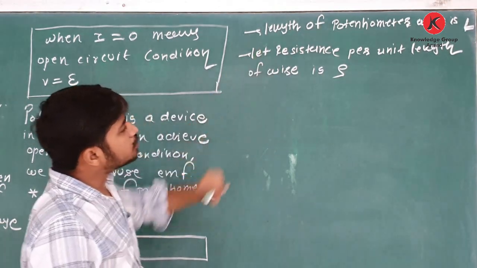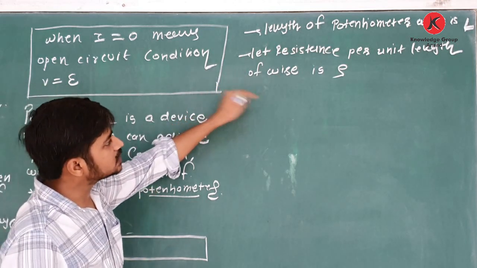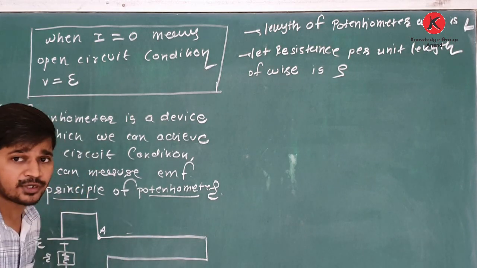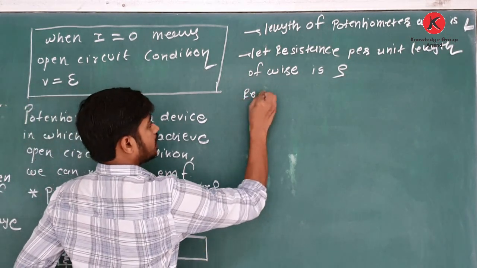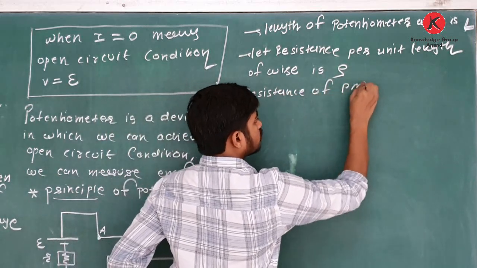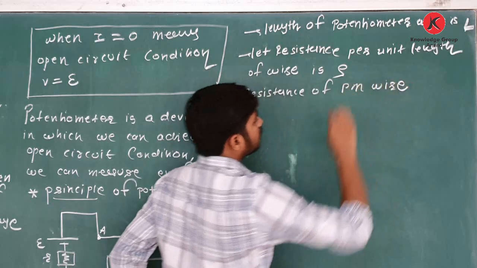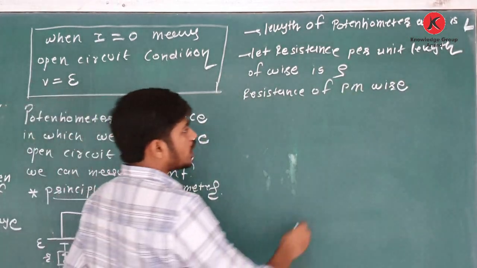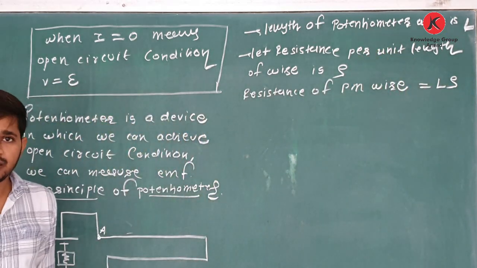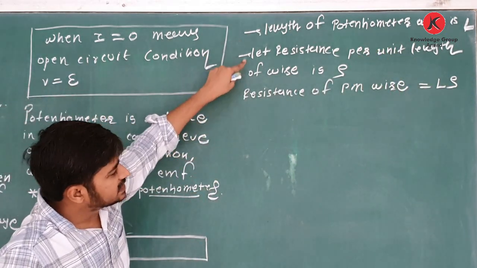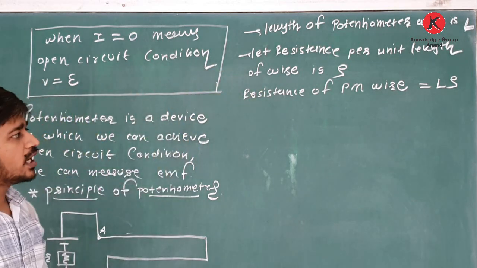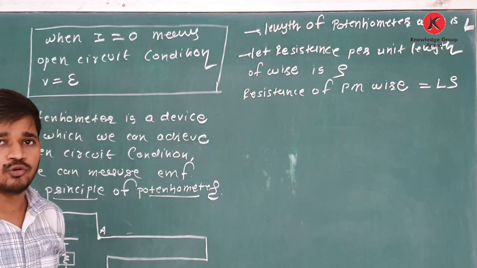Okay, so length of potentiometer wire is L. Let resistance per unit length of wire be rho. Then what is the resistance of this potentiometer wire? Therefore, resistance of potentiometer wire, I can write PM wire, is equal to L rho. Clear about this? Length is L, resistance per unit length is rho.